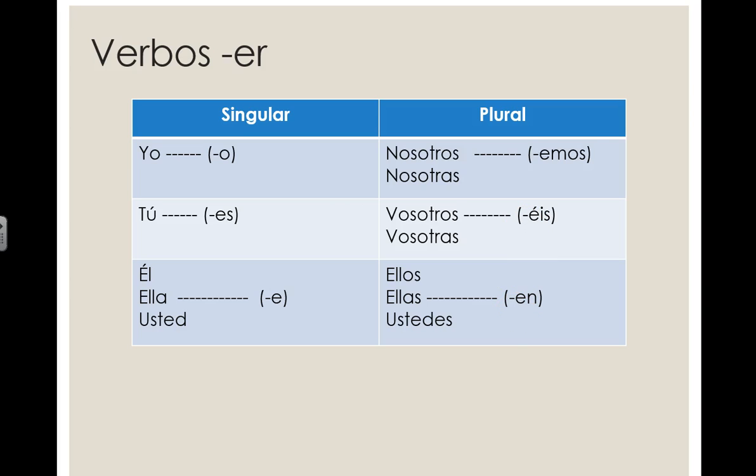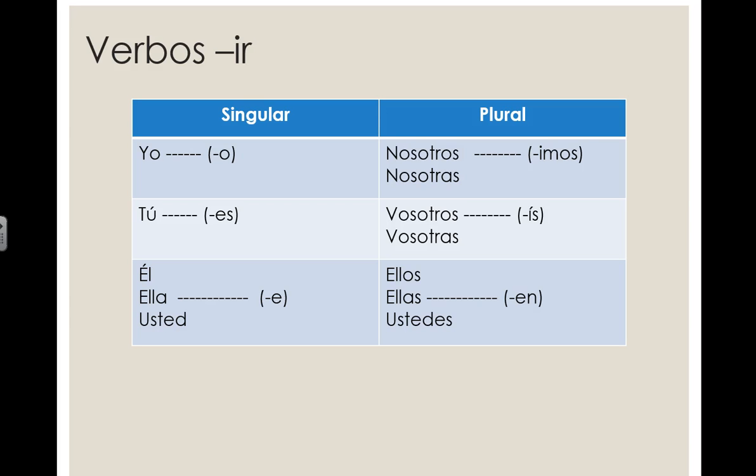And then last, we have IR verbs. IR verbs are very similar to ER verbs. There's just a couple differences. We have yo, also ends in o, tú, es, él, ella, and usted, e. Nosotras and nosotros changes from ER, and it's imos. Then we have vosotros and vosotras, which changes to ís, and ellos, ellas, and ustedes, en. So this is how we conjugate regular verbs in the simple present. Now go ahead and practice some.